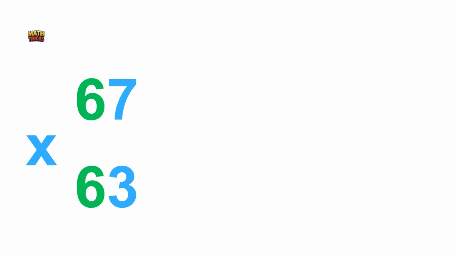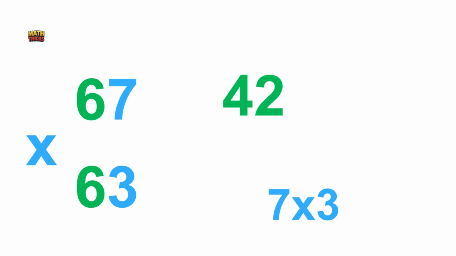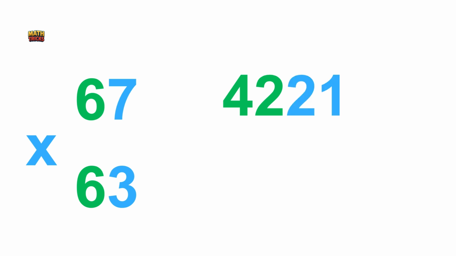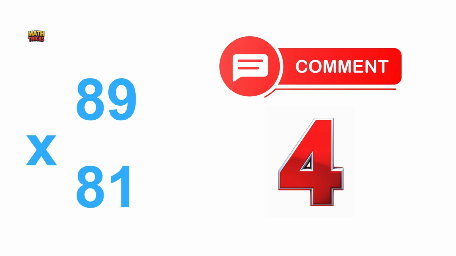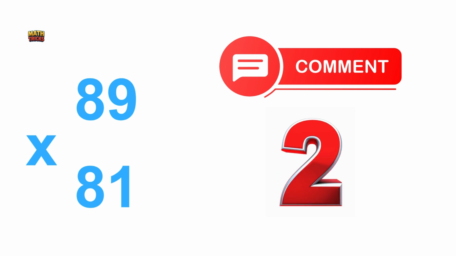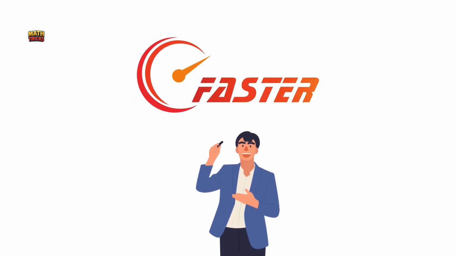Now try 67 times 63. 6 times 7 is 42, and 7 times 3 is 21. So the result is 4,221. That's awesome. We're still outpacing the calculator. All right, now tell me in the comments what 89 times 81 equals. You just calculated faster than a calculator.